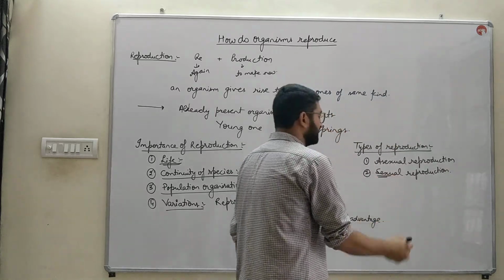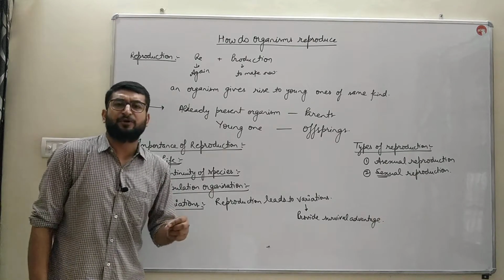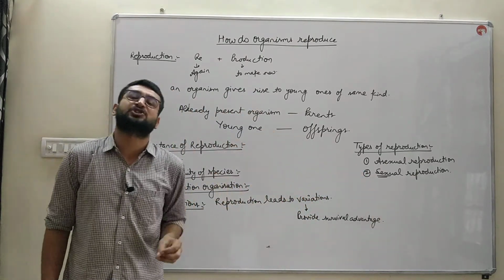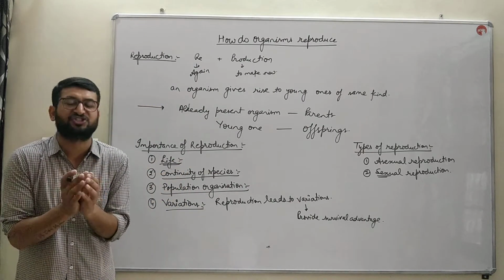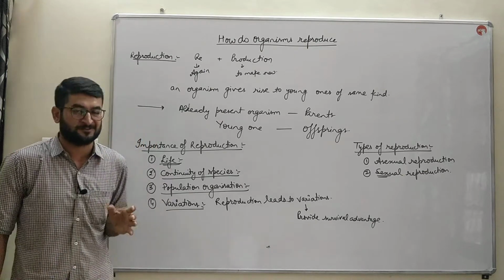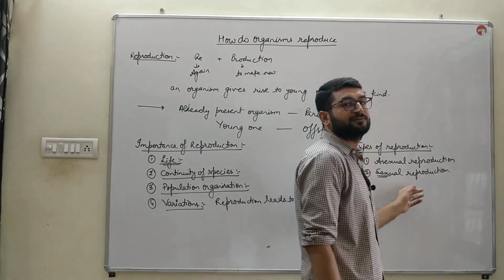As the name indicates, sex means gender. The mode of reproduction in which two sexes, two parents are involved, which give rise to the formation of gametes, which give rise to the formation of sex cells or reproductive cells. That mode of reproduction is known as sexual reproduction.